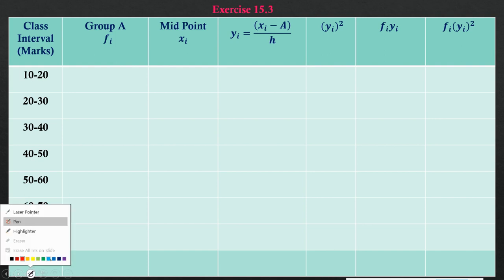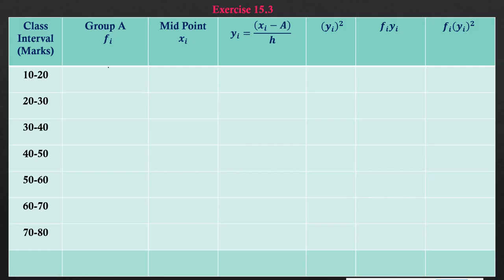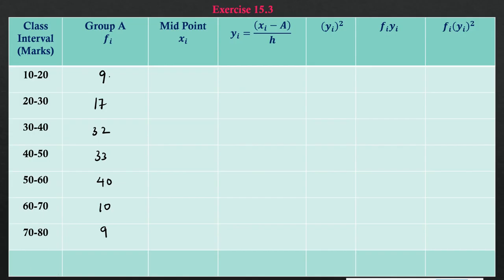First, for group A, the class interval is given, and fi is also given. Let me make a note of fi. It is going to be 9, 17, 32, 33, 40, 10, and 9. These are given in the question itself, and I have made a note of the same.